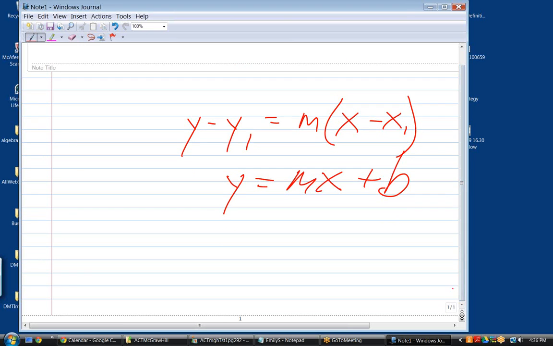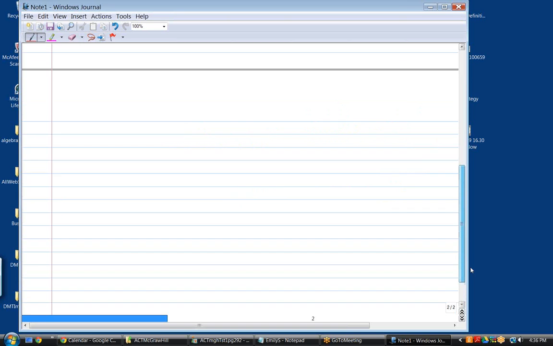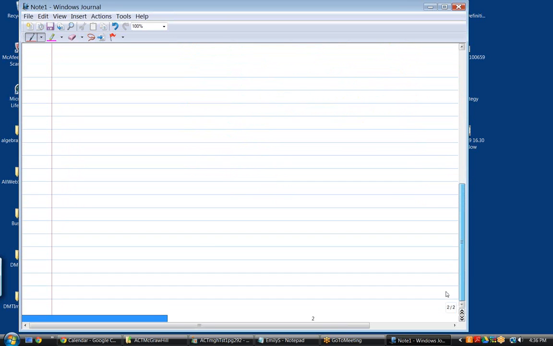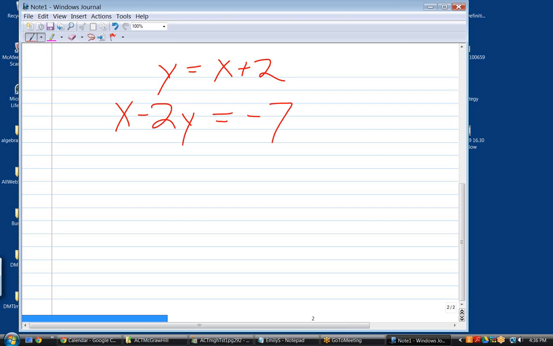All right, what else you got? Solve the system of equations, substitution and elimination. Okay. So solve the system of equations: y equals x plus 2 for the first equation, and x minus 2y equals -7. They want you to solve it by both methods or just either one? Either one for the first one. Okay. What's the best method to use here?